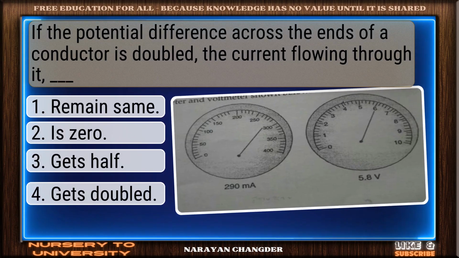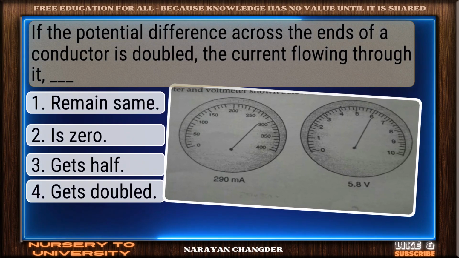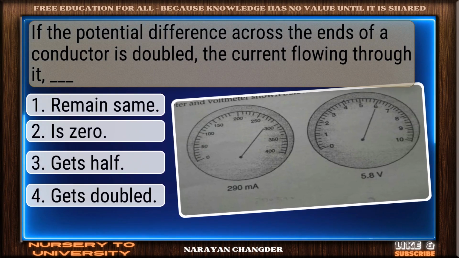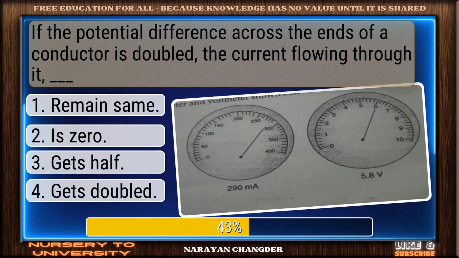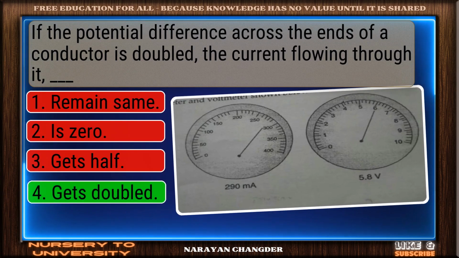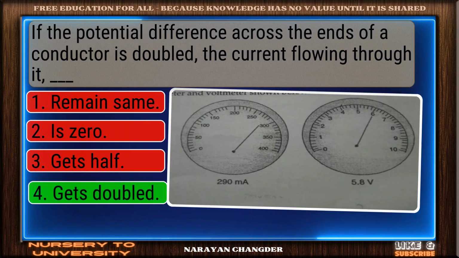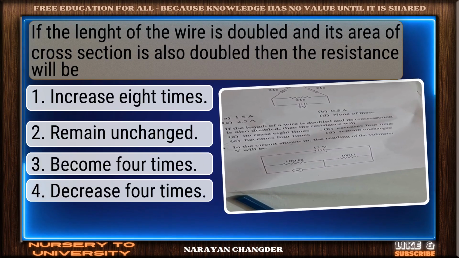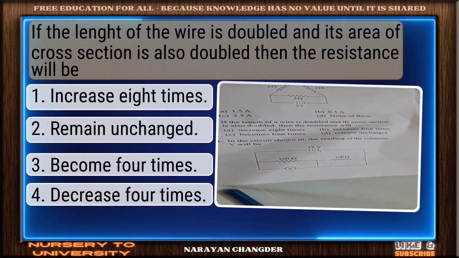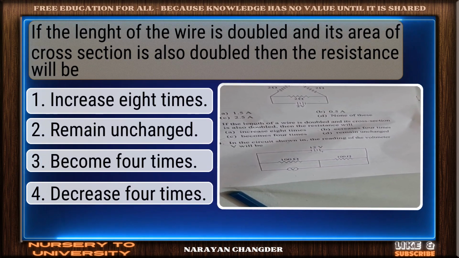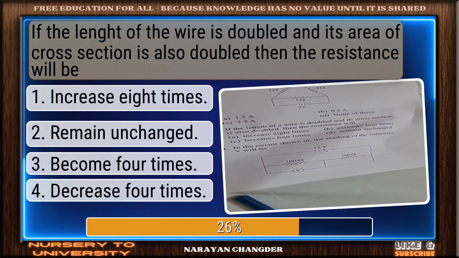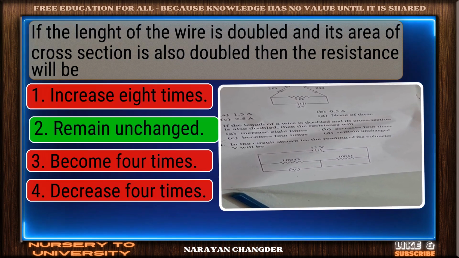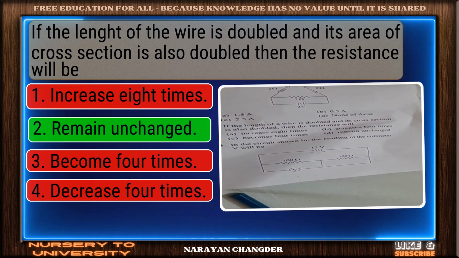If the potential difference across the ends of a conductor is doubled, the current flowing through it dash. Good job. Gets doubled works well. If the length of the wire is doubled and its area of cross-section is also doubled, then the resistance will be... Exactly. Remain unchanged makes sense.